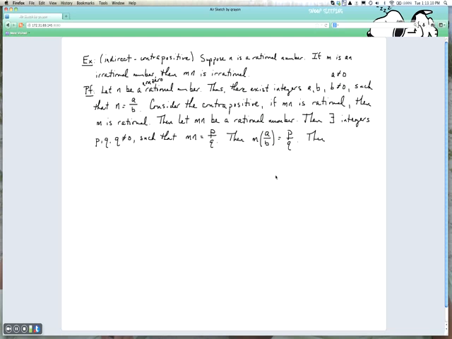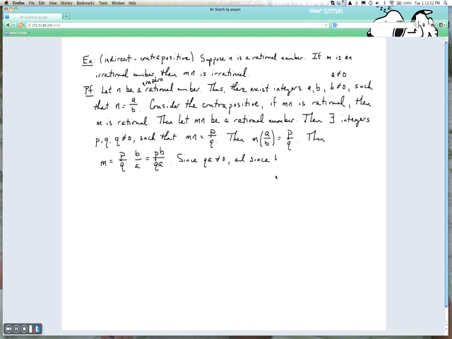Then, if A is not 0, then we can certainly just multiply by the reciprocal, right? Then M is equal to P over Q times B over A, PB over QA. And then a little statement. Since QA is non-zero now. Q's not 0, A's not 0.